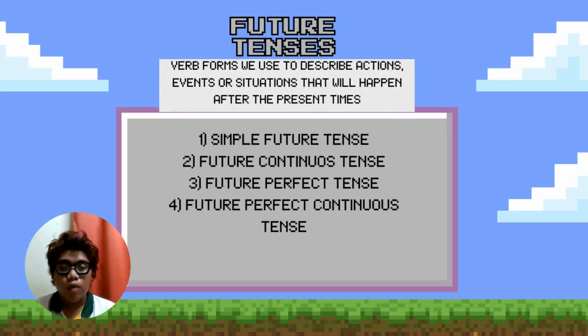And lastly, I will present to you the future tenses. Future tenses are verb forms that we use to describe actions, events, or situations that will happen after the present time. There are four forms of future tenses. The first one is simple future tense. The second one, future continuous tense. The third one, future perfect tense. And lastly, future perfect continuous tense.